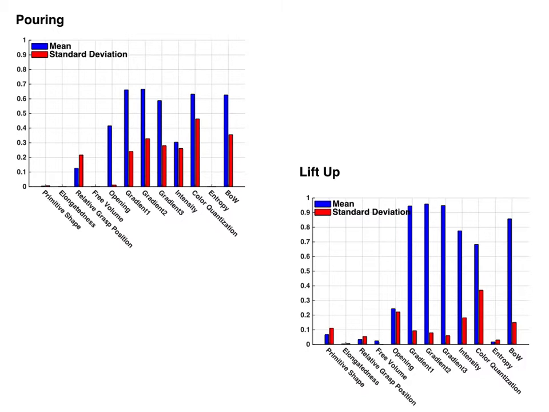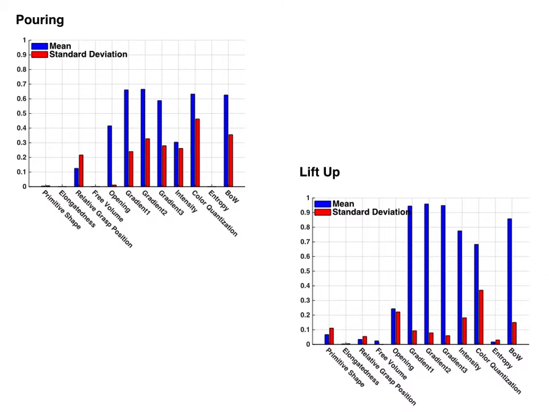So if we look at pouring, for example, we can see that the opening feature, the gradient filters, and a bag of word descriptor over shape is considered important for the pouring task, which is quite natural given a cup, for example, that the opening is important, and most cups are rounded, so a shape descriptor should actually be quite important.